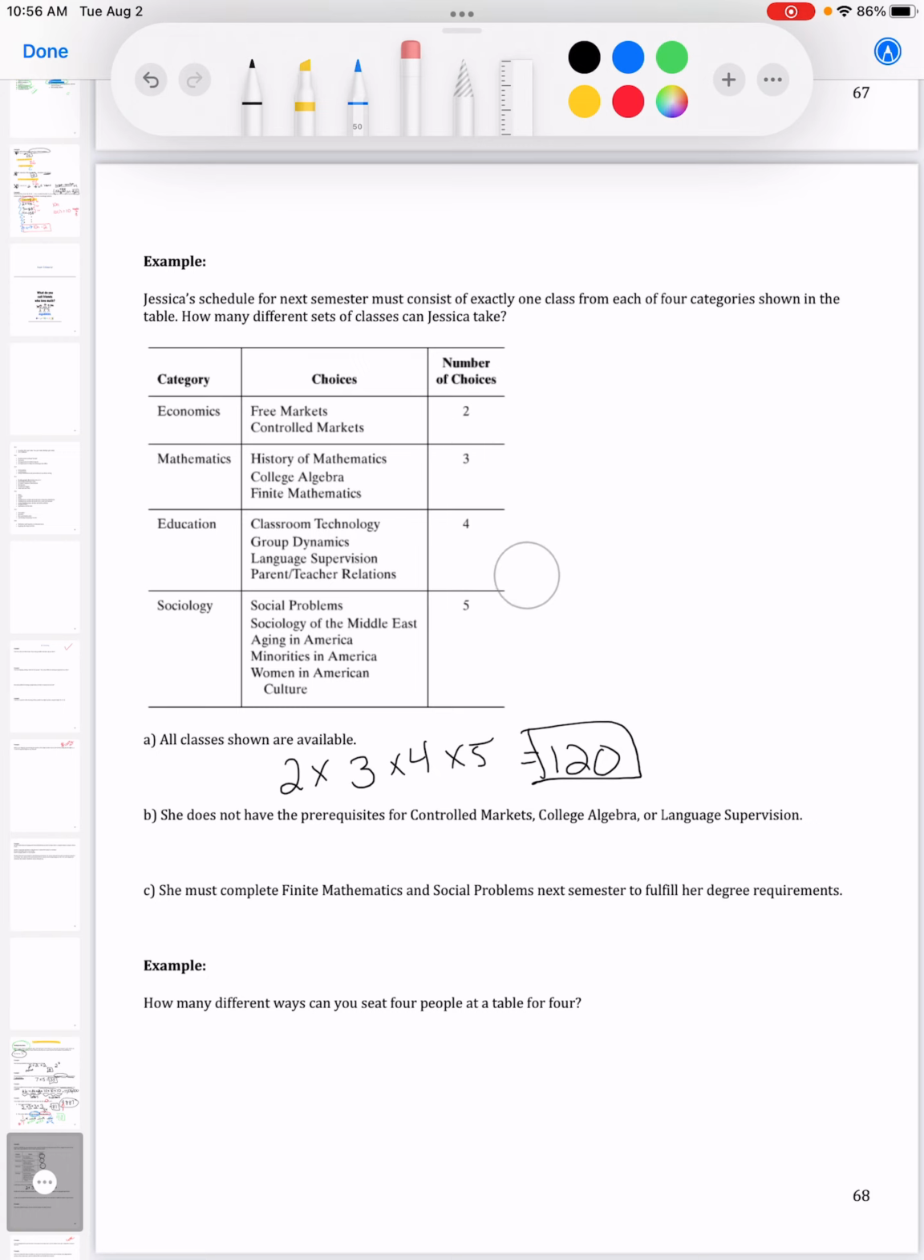Now I'm going to change it, and she's not going to be able to take all the classes. She won't have the same amount of choices. So in B, she does not have the prerequisite for controlled markets, so that means she only has 1 choice for economics. She can't take college algebra either, and she can't take language supervision. So she has less choices. Now for economics, she has 1 choice, 2 for math, 3 for education, and 5 for sociology. So she has a total of 30 choices.